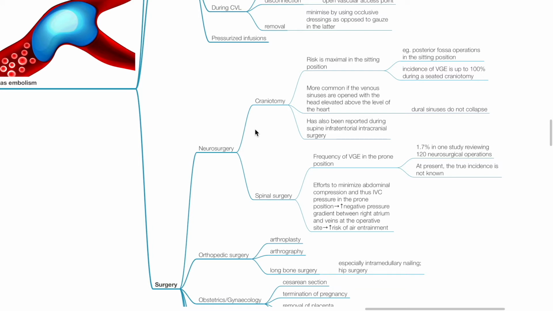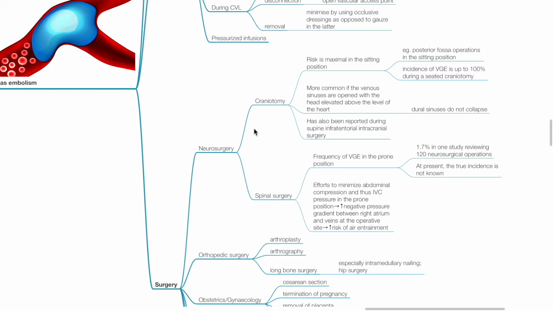VGE is more common if the venous sinuses are open with the head elevated above the level of the heart, as dural sinuses do not collapse. VGE has also been reported during supine infratentorial intracranial surgery. Spinal surgery. The frequency of VGE in the prone position has been measured to be 1.7% in one study reviewing 120 neurosurgical operations. However, at present, the true incidence is unknown.